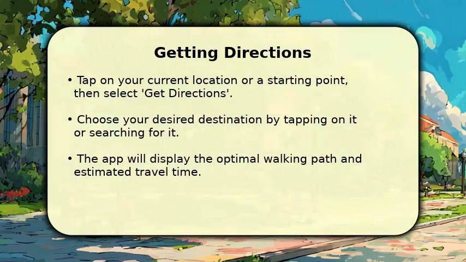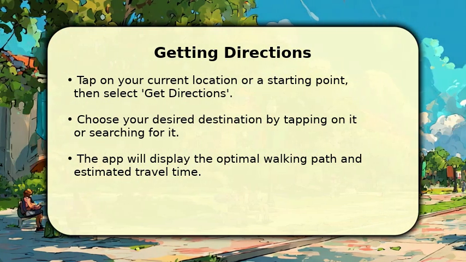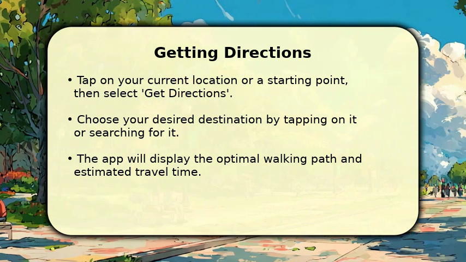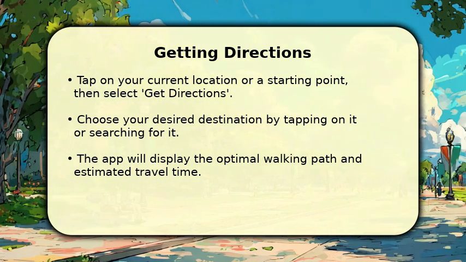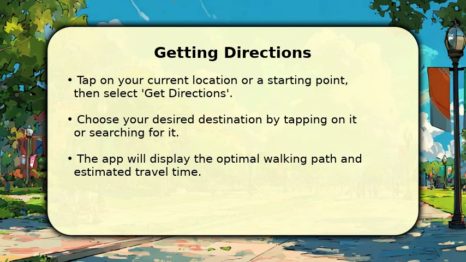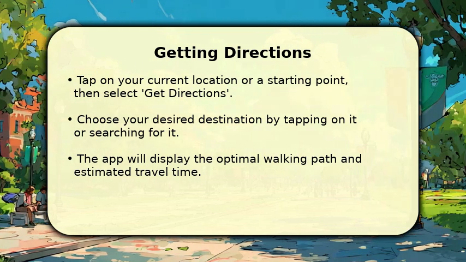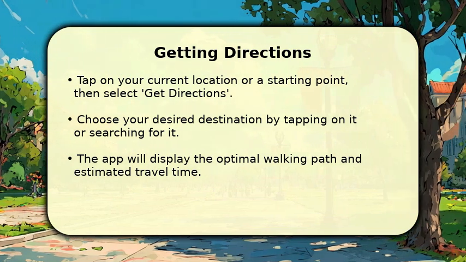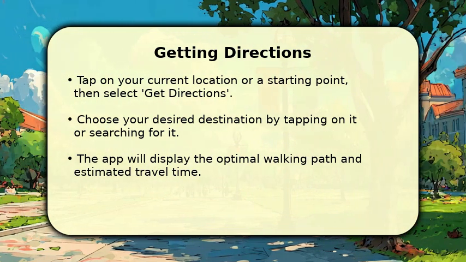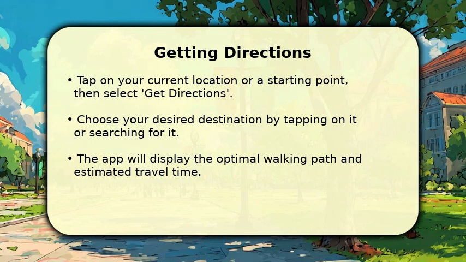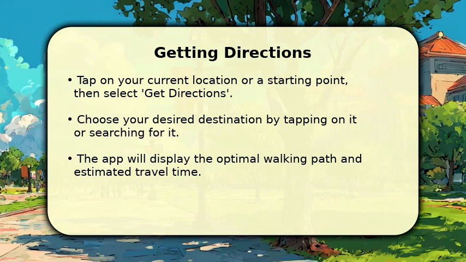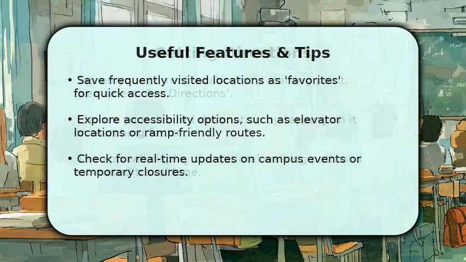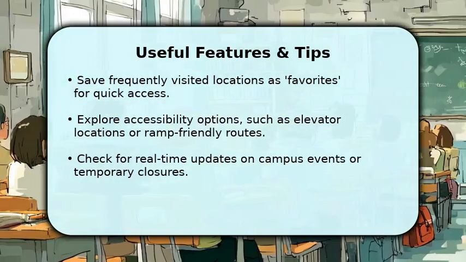Once you've found your destination, getting directions is straightforward. First, tap on your current position on the map or select another starting point if you're planning ahead. Then, tap the Get Directions button that appears. Next, choose your desired endpoint by either tapping directly on the map or using the search bar again. The app will quickly calculate and display the best walking route, along with an estimated time to reach your destination, helping you arrive promptly.